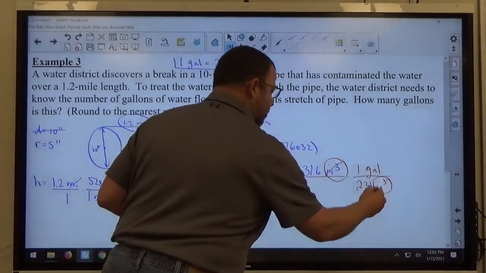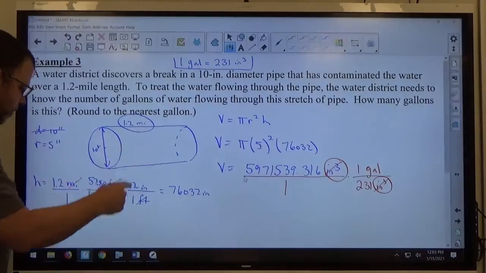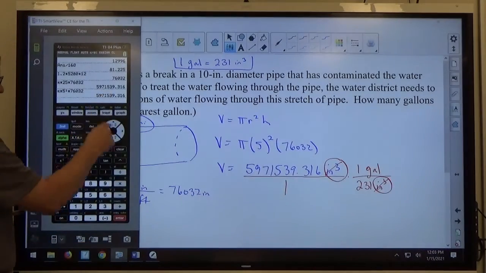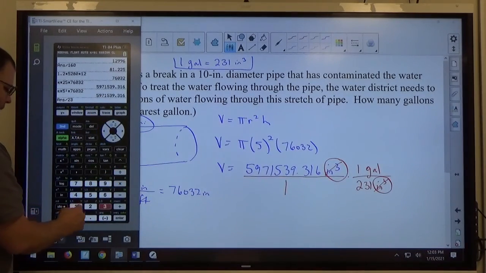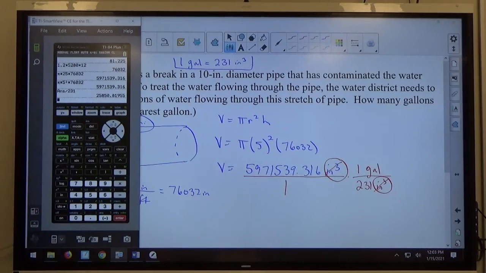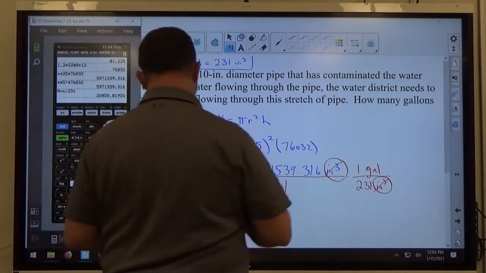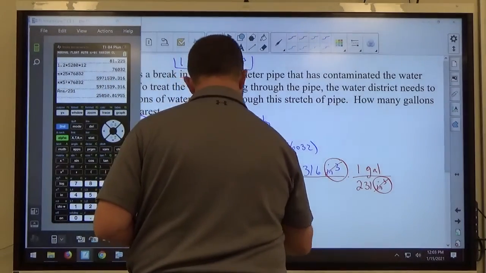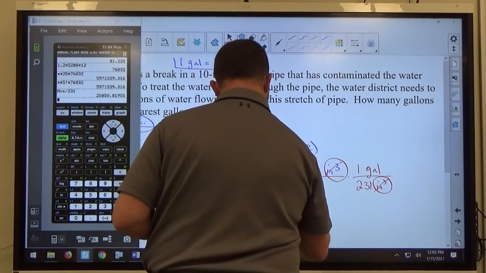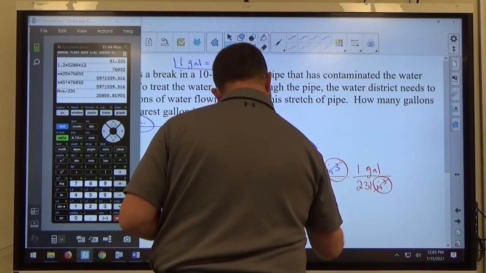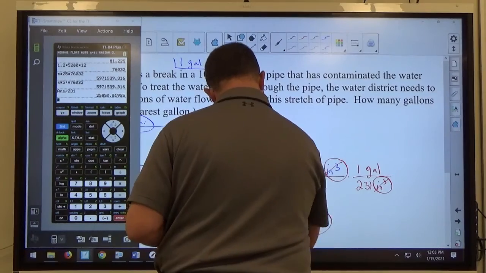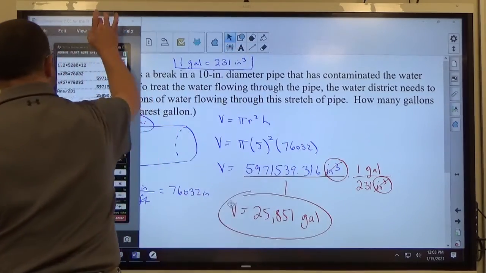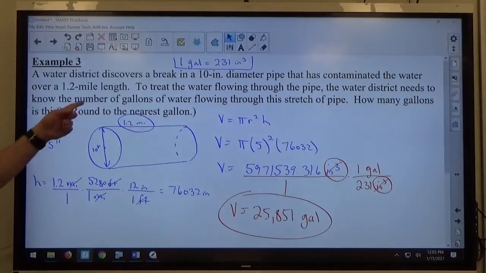So to get the number of gallons, I just have to take the inches cubed, divide by 231, so it's already on there, hit divided by 231, and my calculator says the answer is 25,851 gallons, or go to the nearest gallon. 25,851 gallons. Or it says round to the nearest gallon, so there you go.